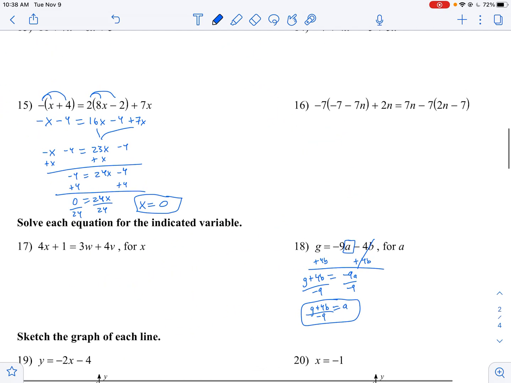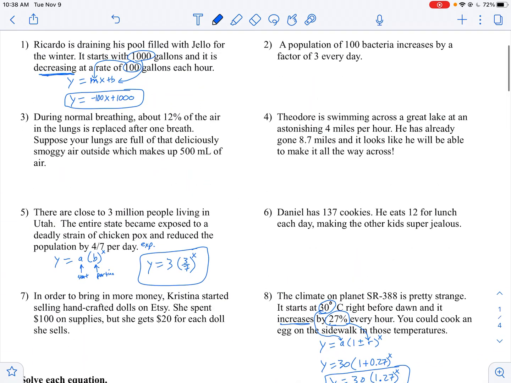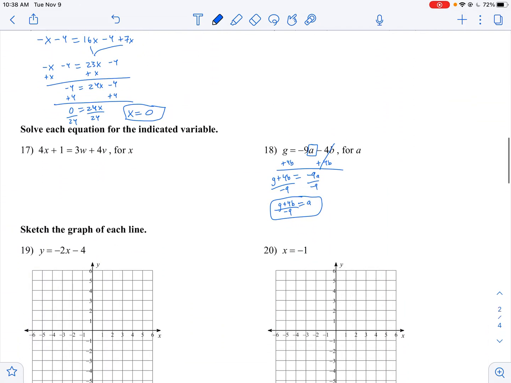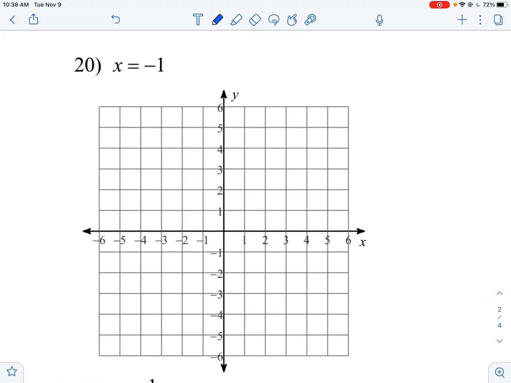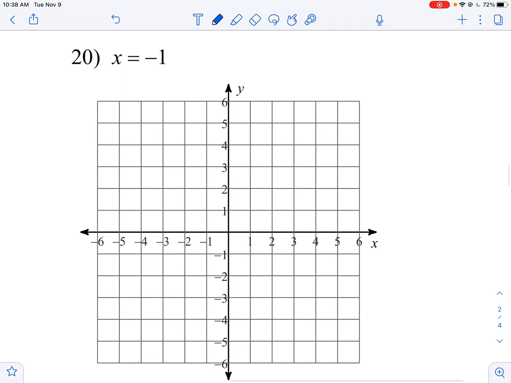Nice. So we looked at some writing equations, we looked at some solving equations and inequalities. Now we're focusing on graphing. We're going to do a couple on graphing so you can have a little bit of extra practice with it, because that was a little bit more recent. We'll get a little bit less practice.